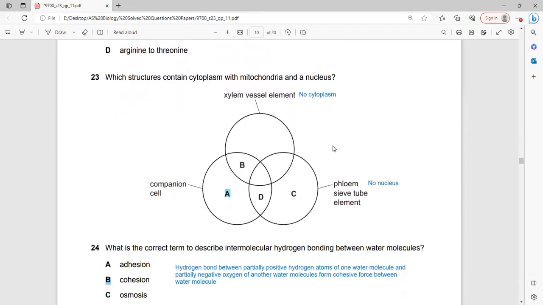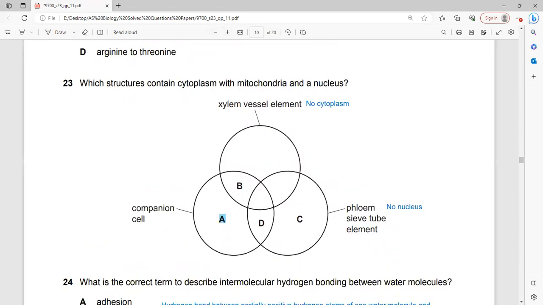So we're going to move to question number 23. Which structure contains a cytoplasm with mitochondria and nucleus? Now, xylem does not contain both of these, because these are dead cells and there's no cytoplasm present in them. While the phloem sieve tube element does not contain a nucleus. While the companion cell contains both the mitochondria and the nucleus as well.